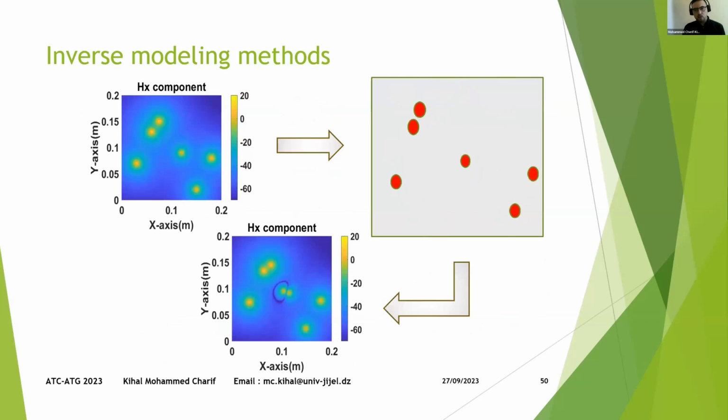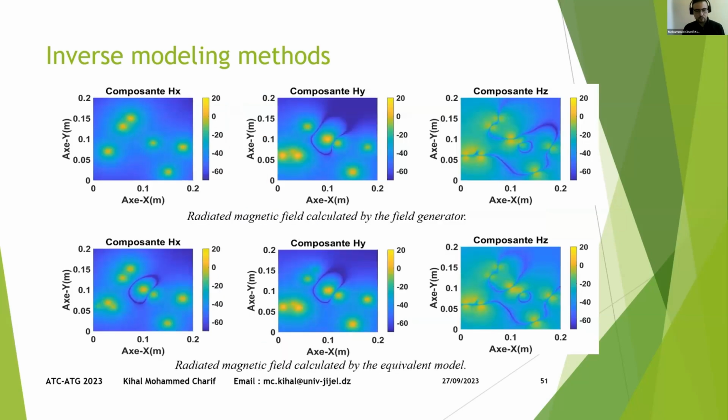The parameters of the equivalence model are calculated by applying the inverse method to the Hx component of the field. This is the extraction phase. We notice in these figures a good agreement between the results obtained by the field generator and those obtained by the equivalence model. The model is therefore verified.